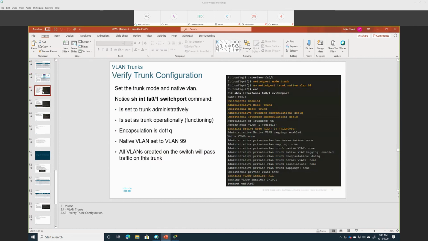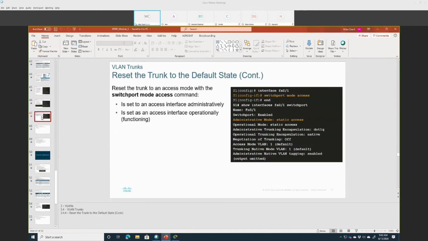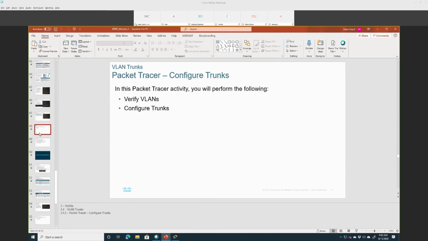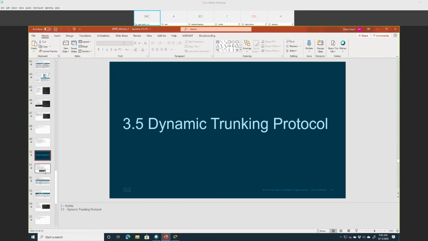I think we talked about this one before, switchport trunk. If you want to change it, you say no switchport trunk native VLAN 99. So if you want to go back to the VLAN 1, you can do that. What else? Switchport mode access. Yeah, this is to reset the trunk to default. So basically this is all lab. We can do that.